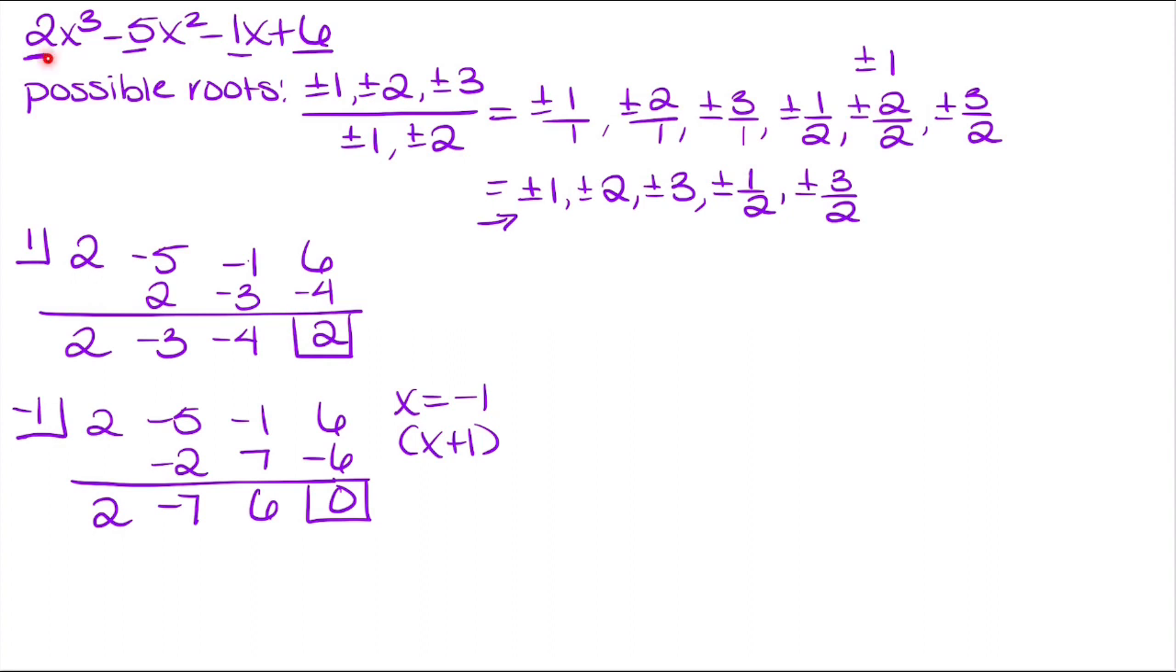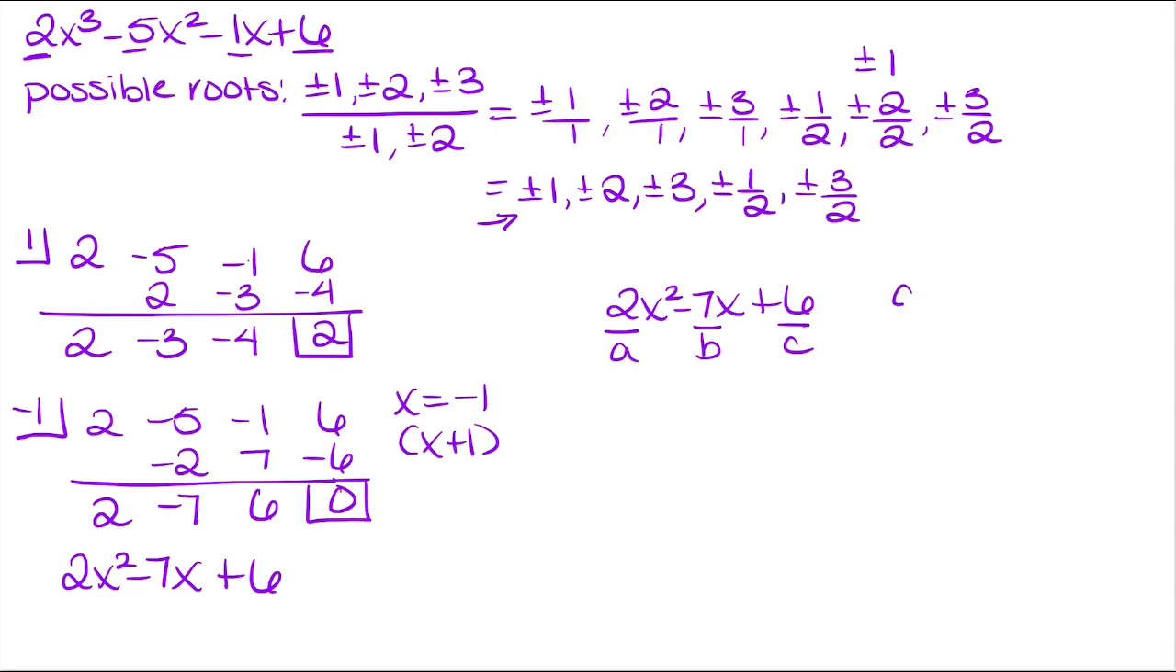So now let's write the depressed polynomial. So this is a cubic that we've reduced to a quadratic. So it's going to be 2x squared minus 7x plus 6. So now what I need to do is I need to take this 2x squared minus 7x plus 6 and I need to factor it. So this is one of those trinomials where a is not equal to 1. So I'm going to look at a times c, which is 12. So now let's set up our factoring chart.